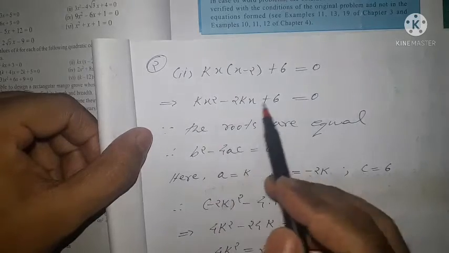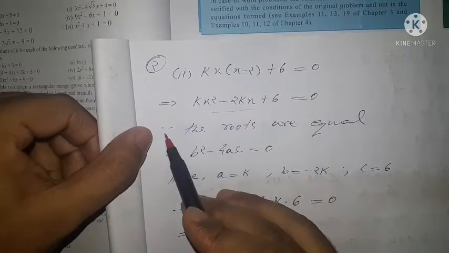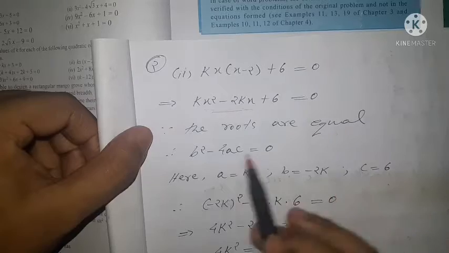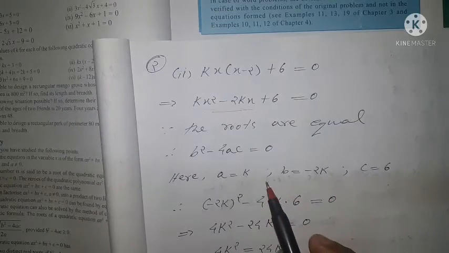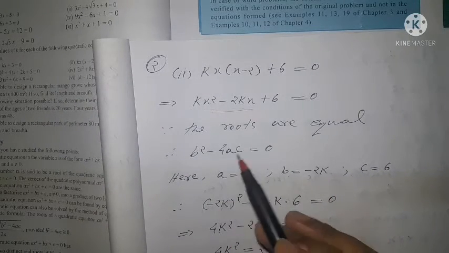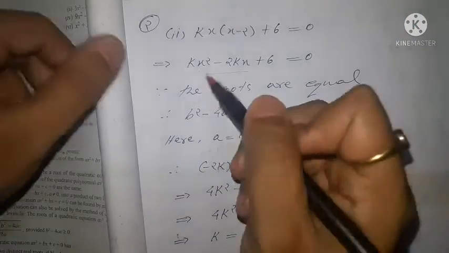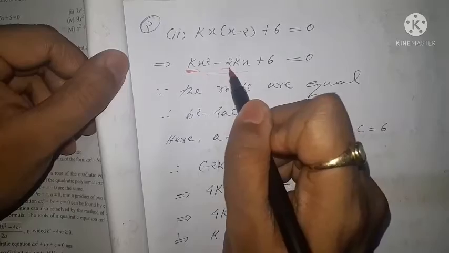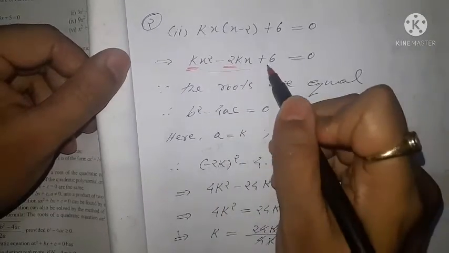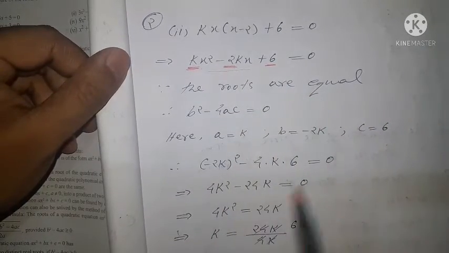So therefore this is the quadratic equation. Since it is given the roots are equal, b square minus 4ac is equal to 0. Here the value of a is k, the value of b is minus 2k, and the value of c is 6. So therefore we have written here.